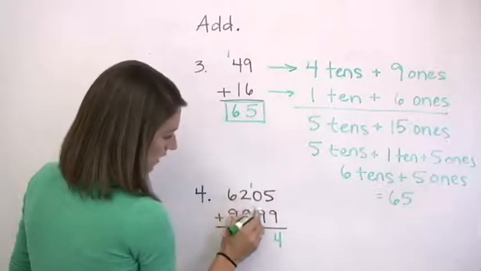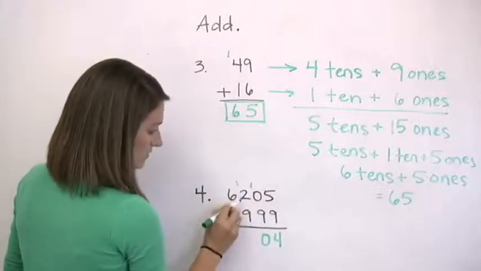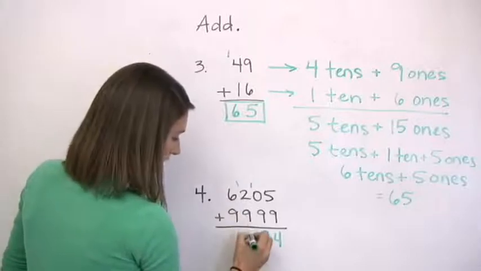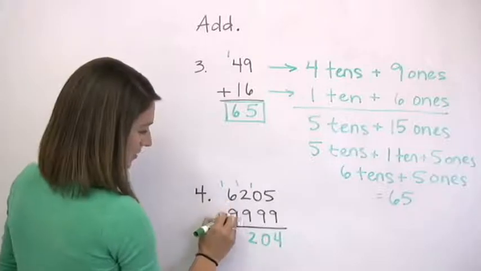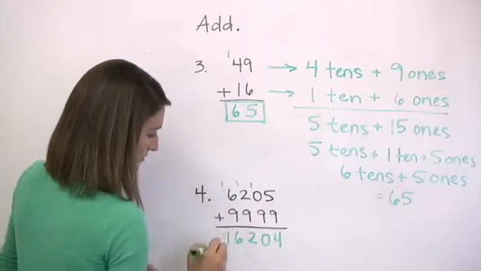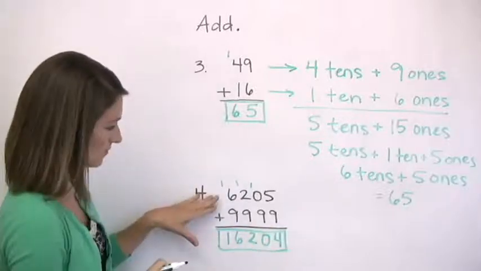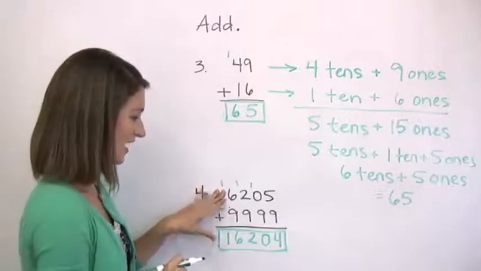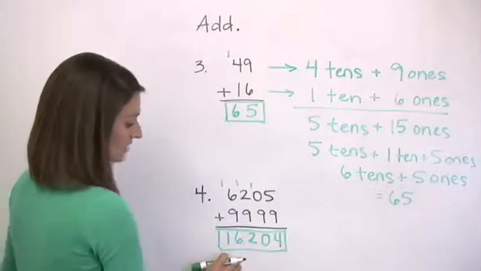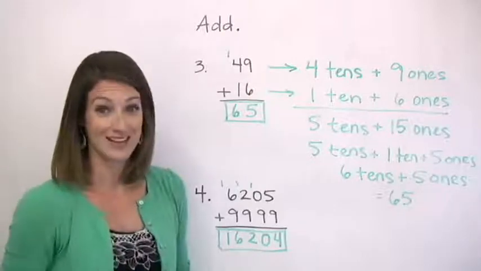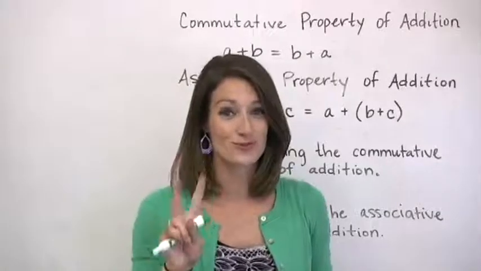1 plus 0 is 1, plus 9 is 10. Put the 0 down and carry the 1. 1 plus 2 is 3, plus 9 is 12. Put the 2 there, carry the 1. 1 plus 6 is 7, plus 9 is 16. We're going to put both numbers down there. So our answer, the sum of 6,205 plus 9,999 gives us 16,204.